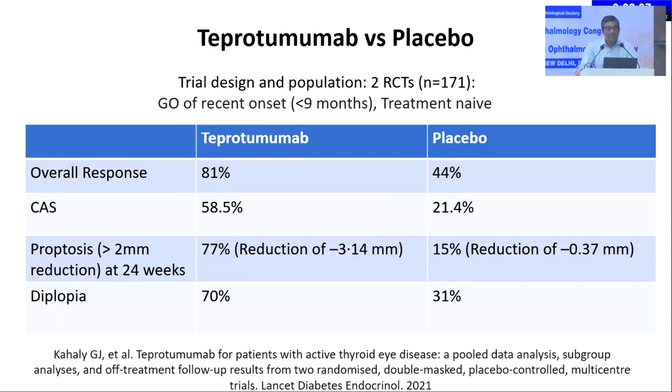So what is the evidence? Teprotumumab basically has been compared to placebo as a first line agent, and there is an excellent response. Anything between 50 to 80% in the parameters is usually good in this setting. So teprotumumab has shown good results, but it has not been compared head to head with the IV glucocorticoids.